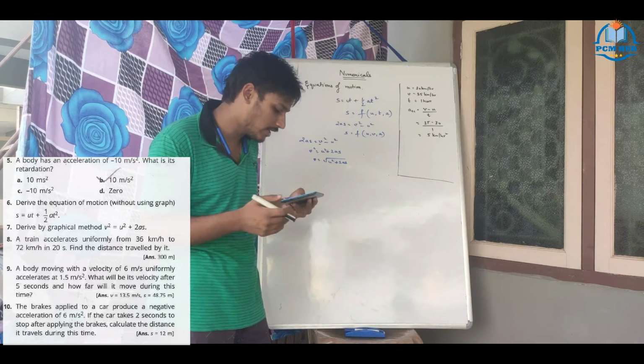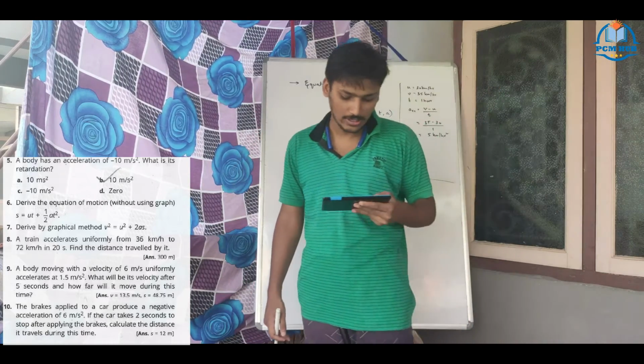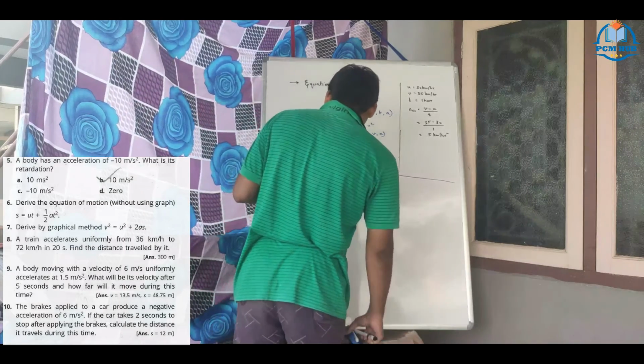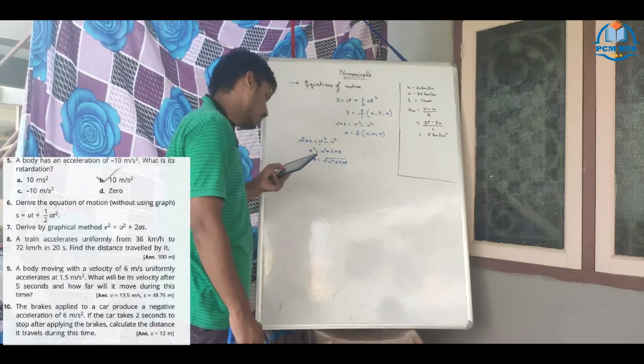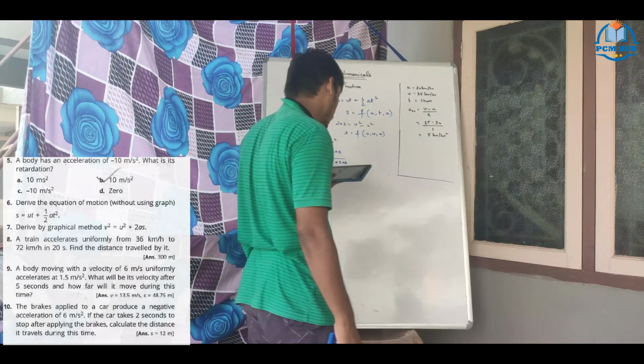Okay, Sharon, write down question 8, worksheet 8, number 1. Read the question. What is the question? The train accelerates uniformly from 36 km per hour to 72 km per hour in 20 seconds. Find the distance traveled by it.